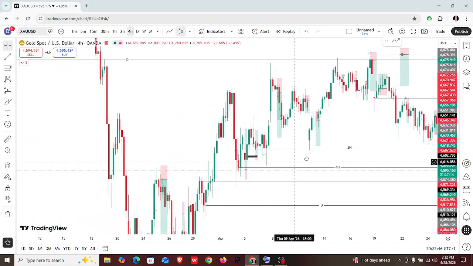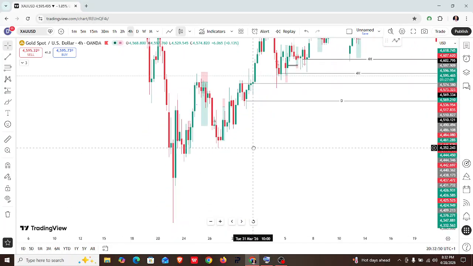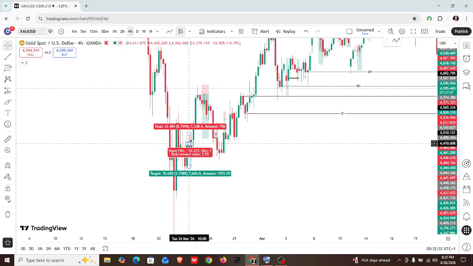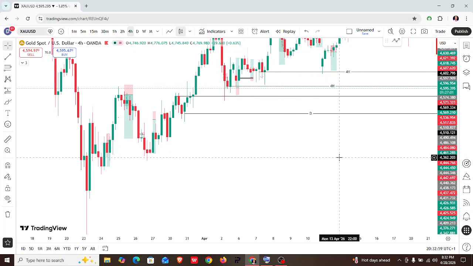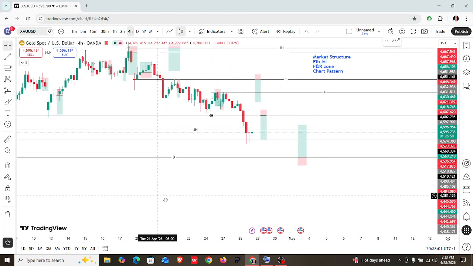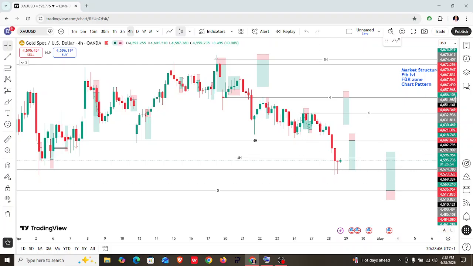Let me show you guys another one. So this is a candlestick pattern. This is a price action that happened here. I will show you guys as we move on. Now let's head over to market structure.